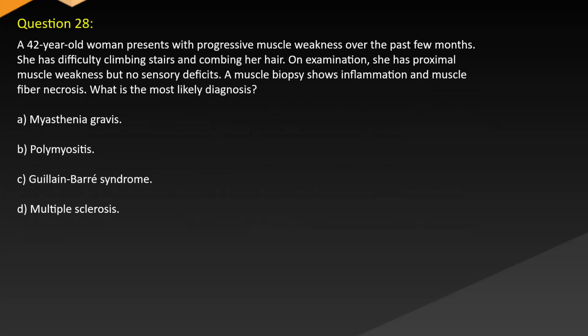Question 28. A 42-year-old woman presents with progressive muscle weakness over the past few months. She has difficulty climbing stairs and combing her hair. On examination, she has proximal muscle weakness but no sensory deficits. A muscle biopsy shows inflammation and muscle fiber necrosis. What is the most likely diagnosis? A. Myasthenia gravis. B. Polymyositis. C. Guillain-Barré syndrome. D. Multiple sclerosis.